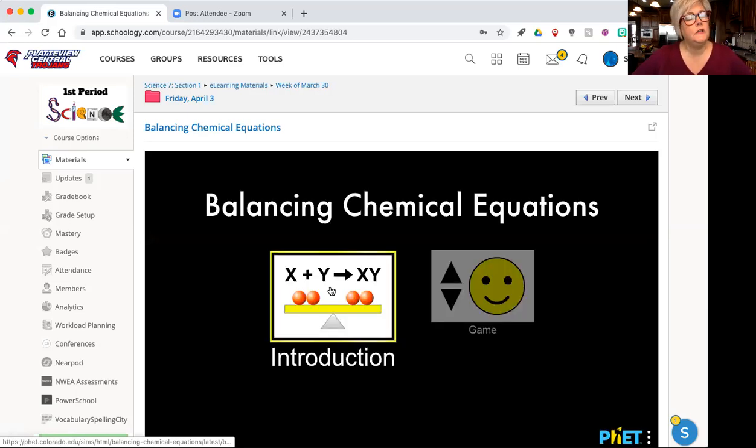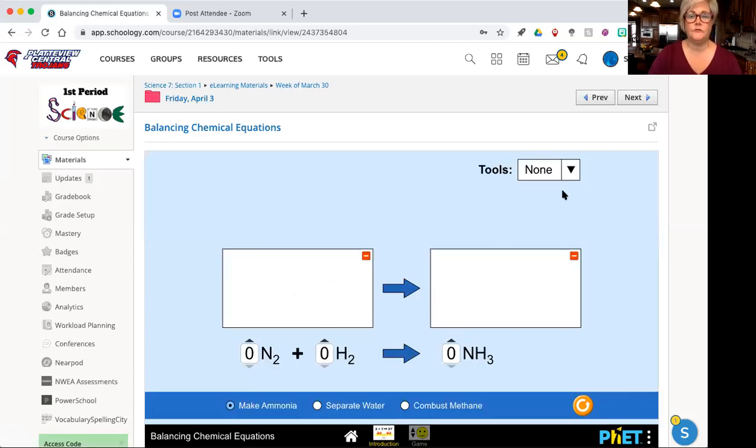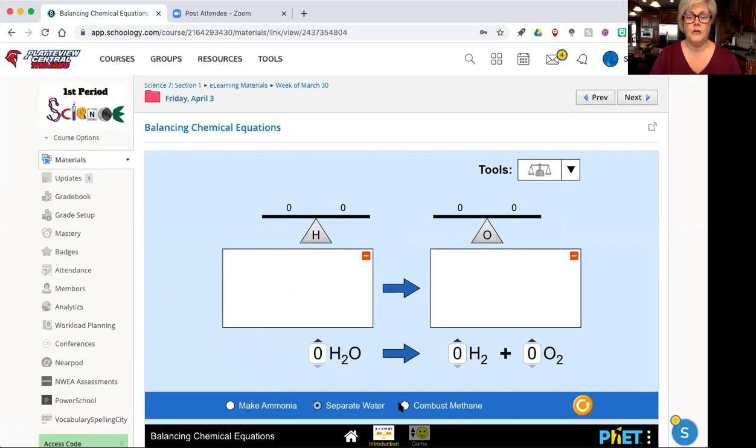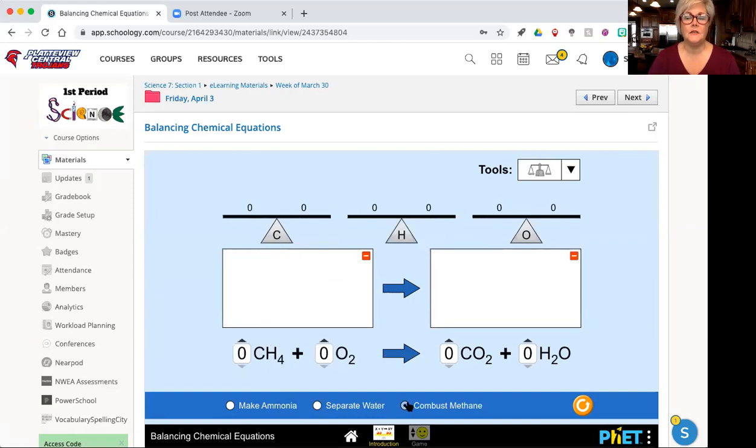If you need a little bit more practice, go in here to introductions. In the introductions, don't forget, you're going to hit your balancing tool. Always start with 1 molecule of each on the product side and on the reactant side, so that you can start to figure out what you need to change and how many of each you need to work with. This is where we made ammonia. Right here is where we separated the water. And then right here is where we combust methane.